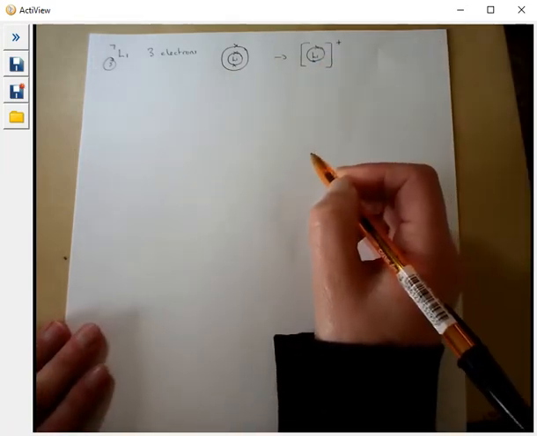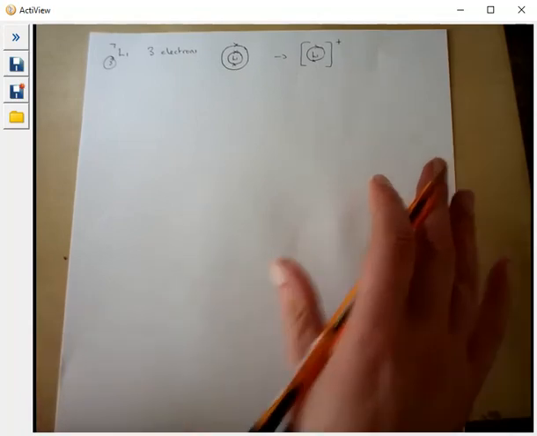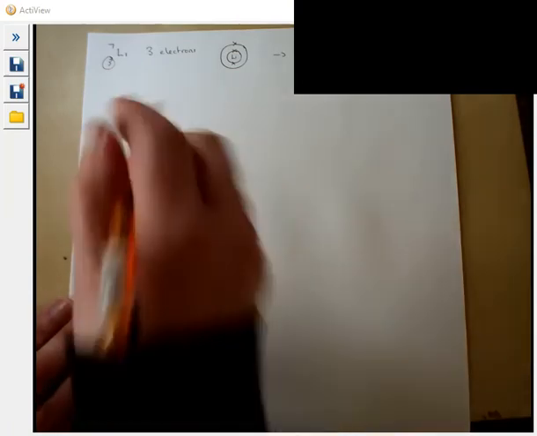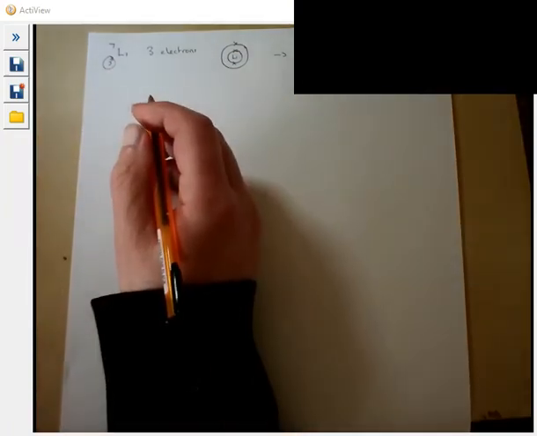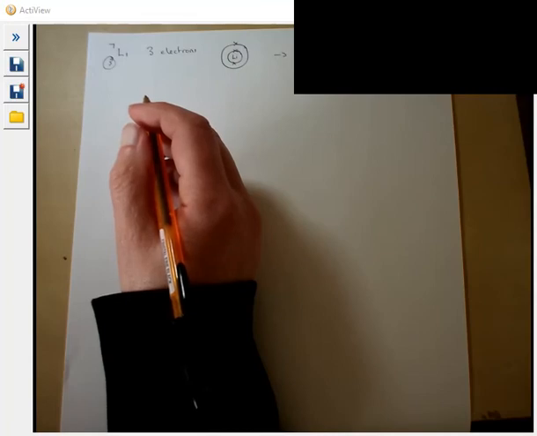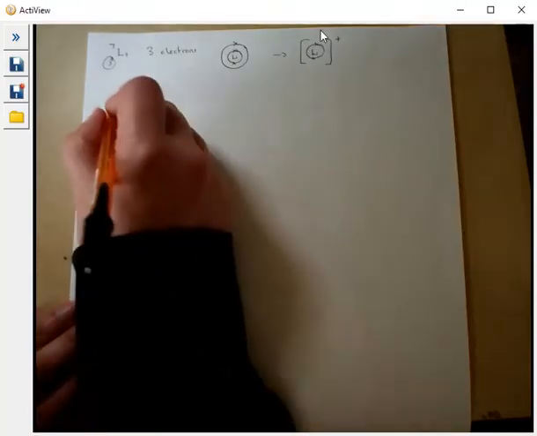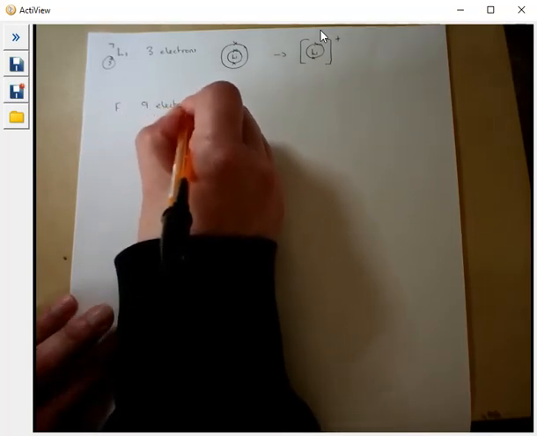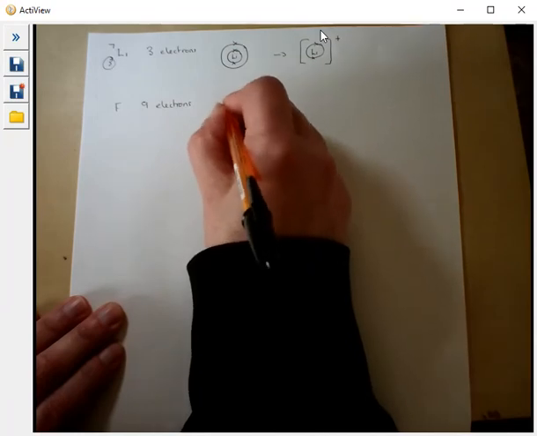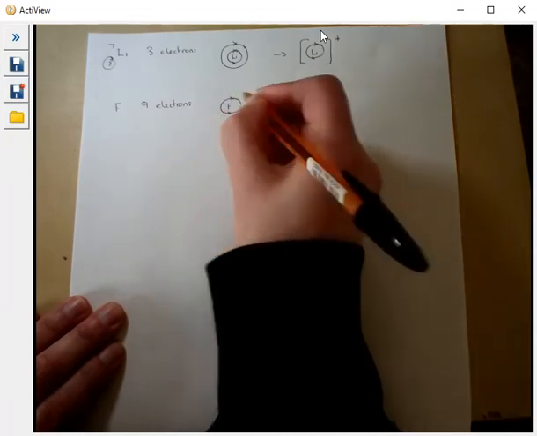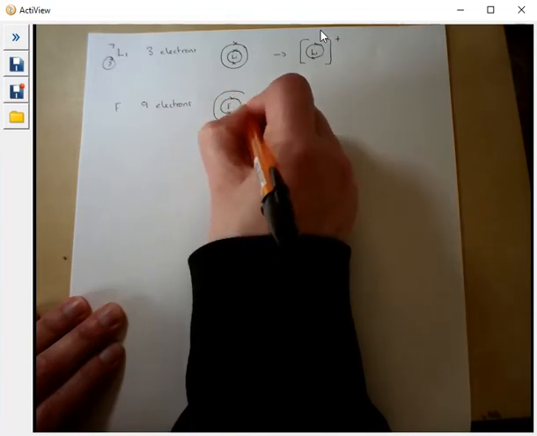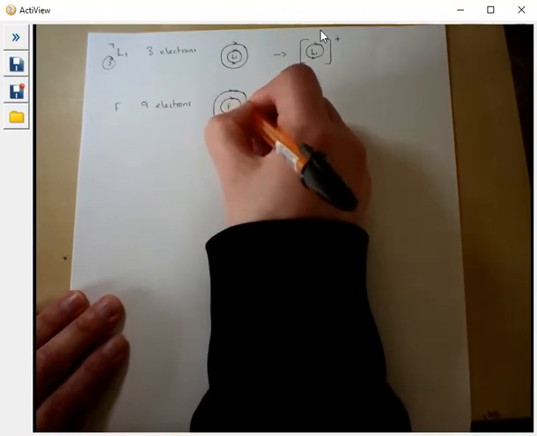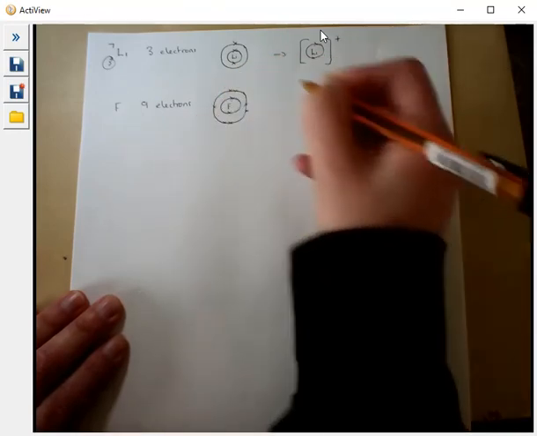If we take a different example, if I was to take fluorine, if we look in the periodic table, fluorine has 9 electrons. Remember, I'm looking for the smallest number. If I was to do what we did in the last lesson, I would have 2 electrons there. That leaves 9 minus 2, which is 7. So I would have 1, 2, 3, 4, 5, 6, 7 electrons in the outer shell.